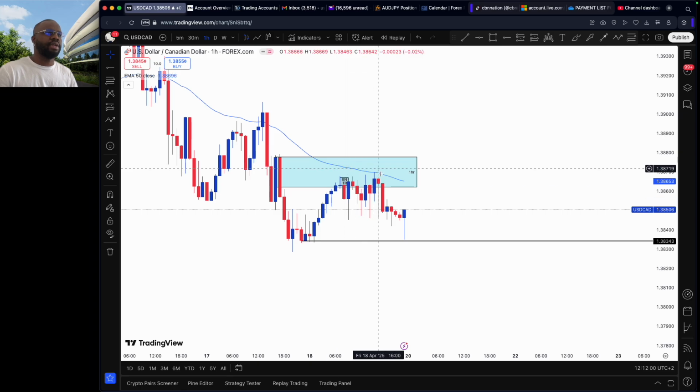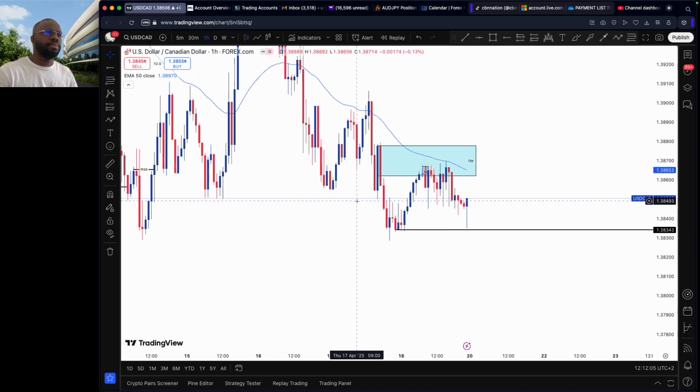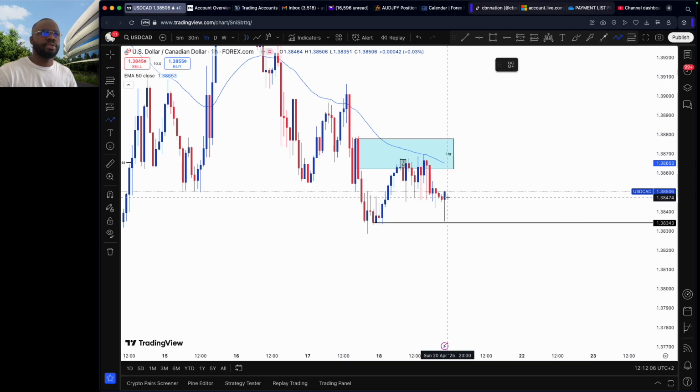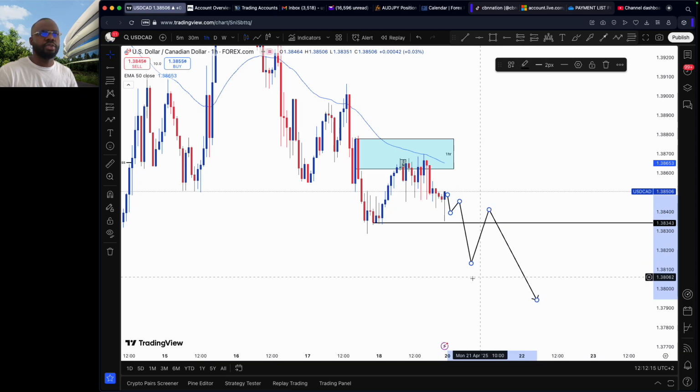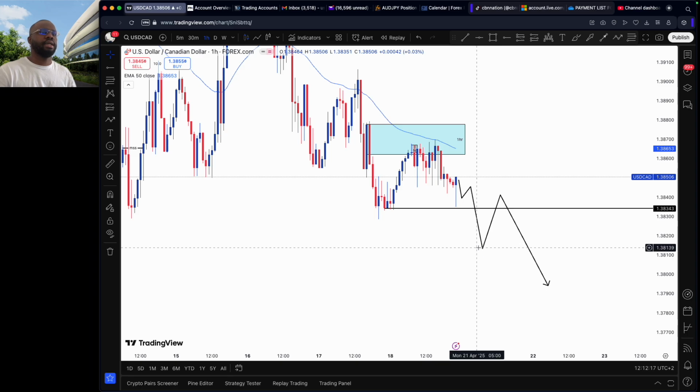Price is actually reacting off of this zone, but I will not be interested in this until we get something that looks like this. I want to see a break of these lows, then maybe leave a sort of supply here for us to continue selling USD CAD. So that is what I'll be waiting for. I'll wait for price to make this sort of move.